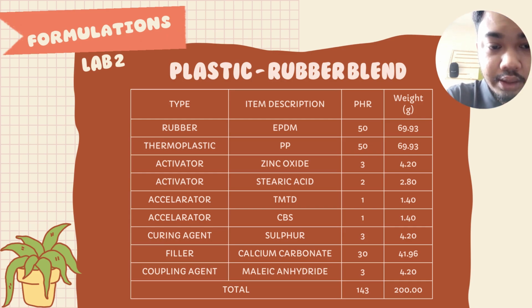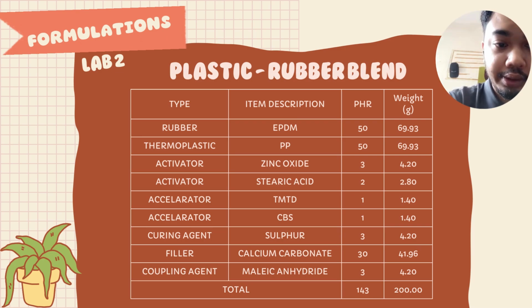For the activator, we use zinc oxide and stearic acid to activate the curing agent. Then we have the accelerators TMTD and CBS. Then we have the curing agent, which is sulfur, that we use at 3 PHR. And then we have the filler calcium carbonate and the coupling agent maleic anhydride, which we use as a coupling agent for the binder combination of PPDM and PP.